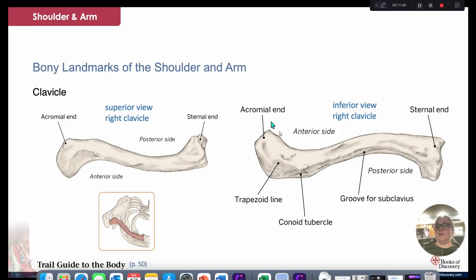And then just for fun, if you want to look at some of the grooves and the other bony landmarks on the clavicle, on the bottom of the clavicle here is going to be a little groove. There's a tiny little muscle called the subclavius, and that's kind of where that's hanging out. The other ones aren't as important, but we will learn more about them.